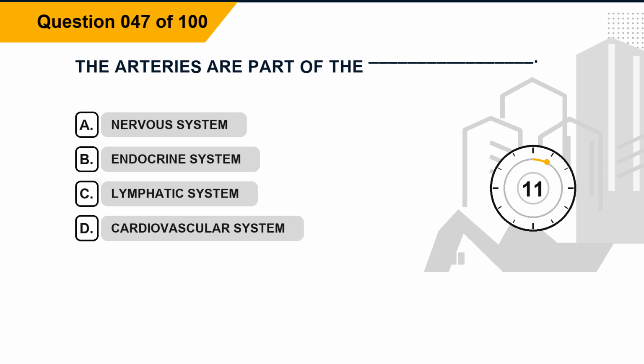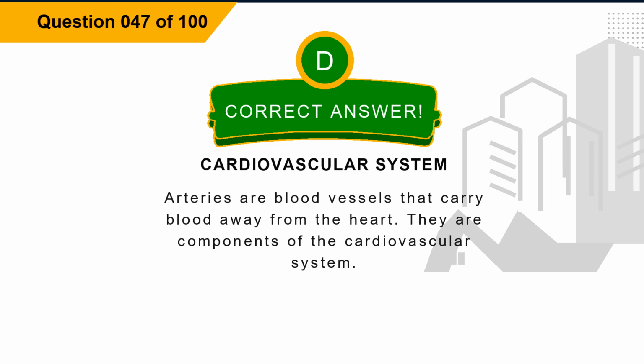Question 47. The arteries are part of the blank. Option A, nervous system. Option B, endocrine system. Option C, lymphatic system. Option D, cardiovascular system. The correct answer is option D, cardiovascular system. Explanation: arteries are blood vessels that carry blood away from the heart. They are components of the cardiovascular system.